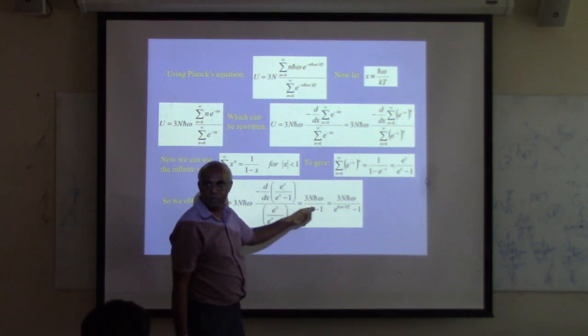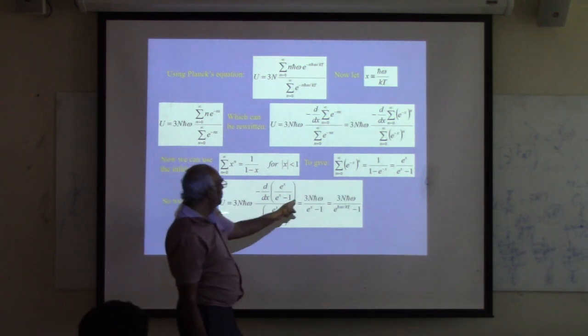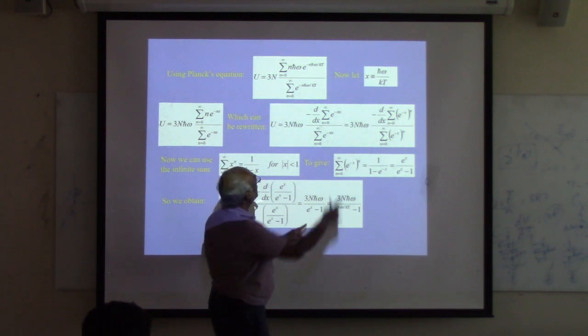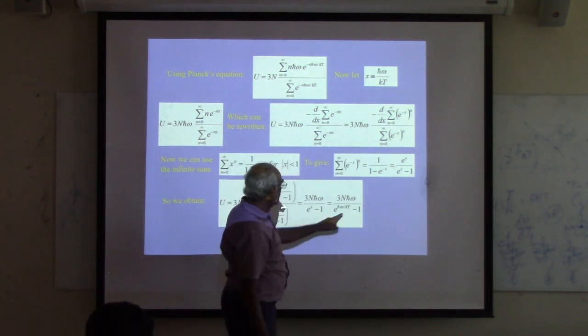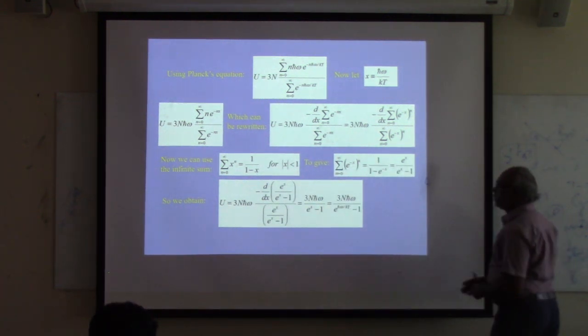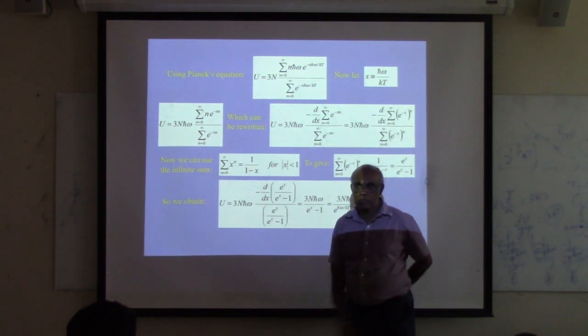Please do this one, it's only a one-liner, right? So you can do this one. If you do that, you get this number. So that x means h cross omega over kT, like this one. This is the final answer, U. So this is the total energy for N number of atoms in the crystal.